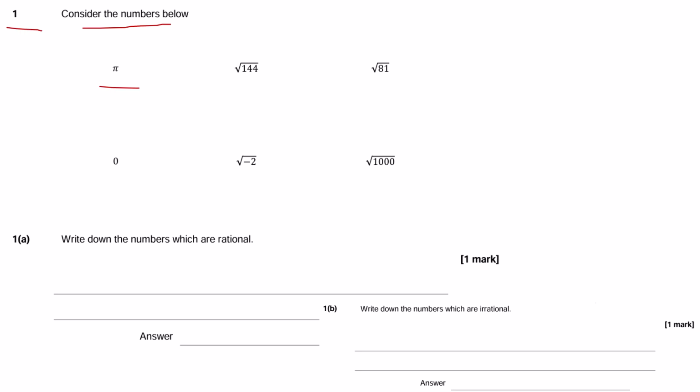We've got pi, the square root of 144, the square root of 81, 0, the square root of -2, and the square root of 1000. Part A: write down the numbers which are rational.